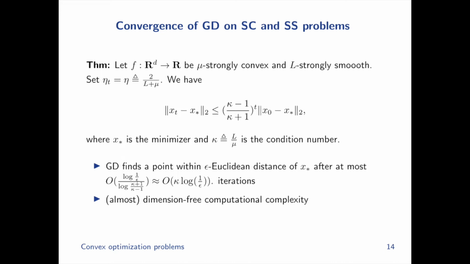Okay, so let's interpret this result a little more, because when people quote the convergence rate of gradient descent, they're really thinking about this result. So let's interpret it a little bit more. What does this result mean?